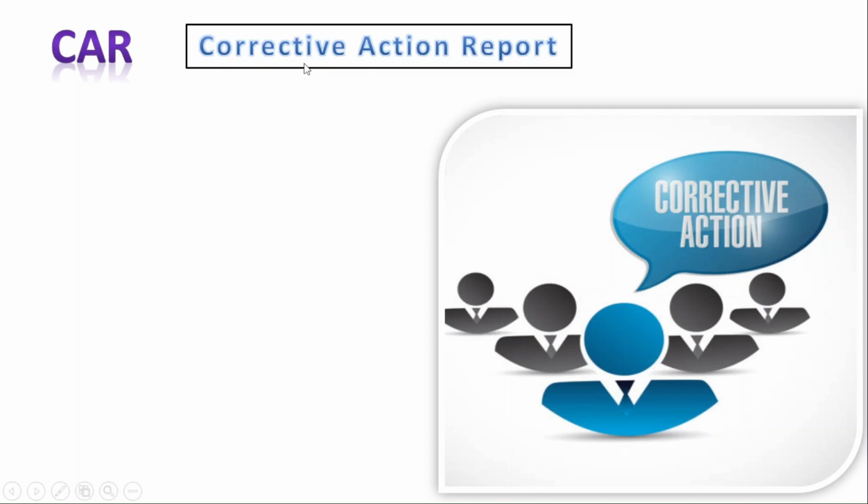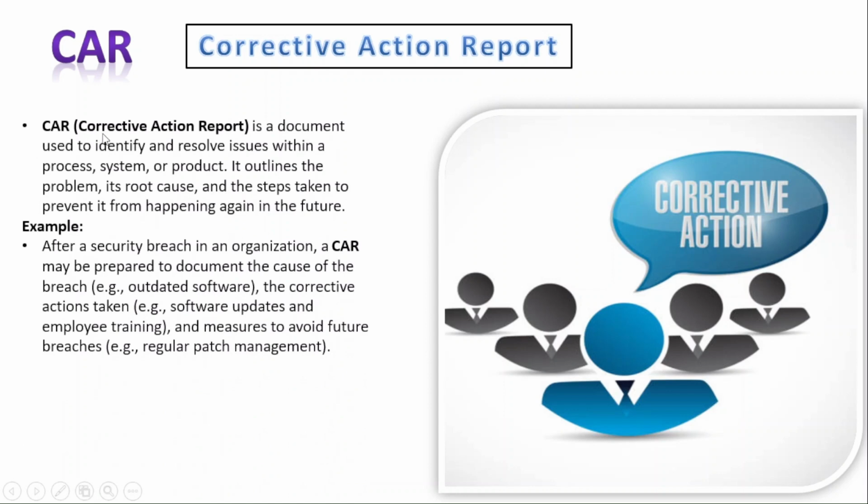CAR, that is Corrective Action Report. So CAR, Corrective Action Report, is a document used to identify and resolve issues within a process, system, or product. It outlines the problem, its root cause, and the steps taken to prevent it from happening again in the future.